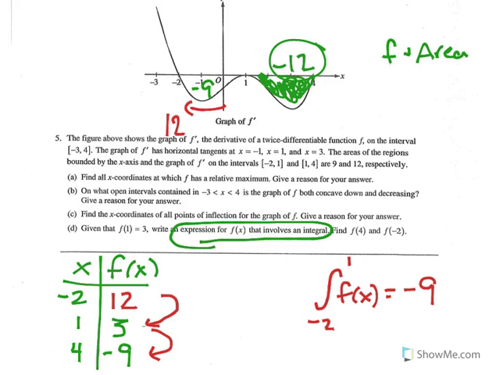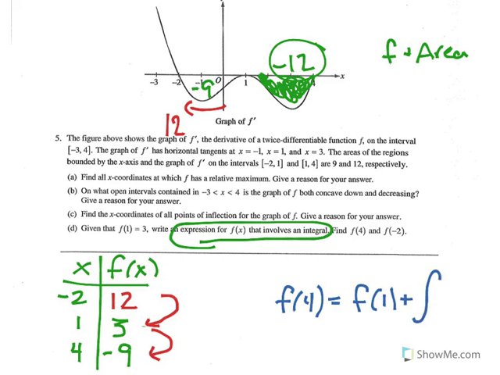The way they want you to think about it is you want to combine these things like so. I'll show you. If you're looking for f of 4, that's going to be the same as f of 1 plus the area under the curve, or the integral from 1 to 4 of f of x dx.